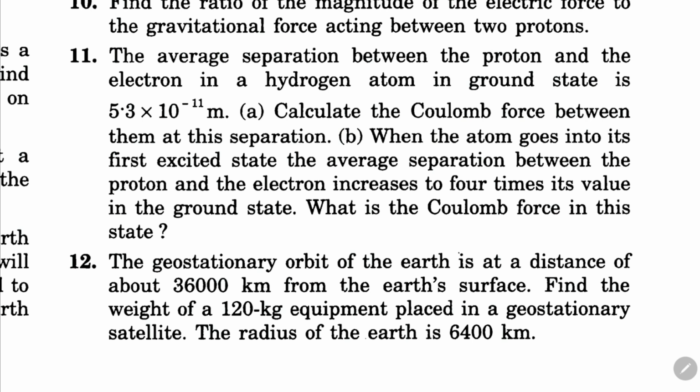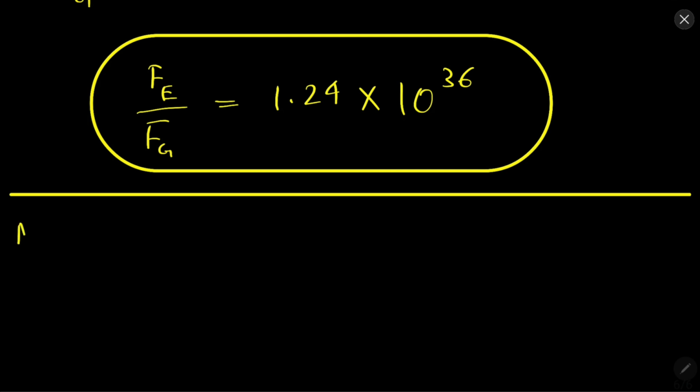Question 11. In this question we have proton and electron. Again we have to find the Coulomb force between them, and let's say if the atom goes into its first excited state, the distance between electron and proton will increase. That is, electron is jumping into higher orbit, so the distance between nucleus and the electron's orbit is increased. Proton and electron's distance is increased by 4 times. So now again we have to find the Coulomb's force. So we have two situations in which we have to find the Coulomb's force. So this is 11th.